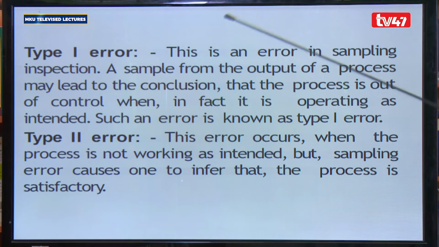Then we have type 2 error. This error occurs when the process is not working as intended, but sampling error causes one to infer that the process is satisfactory.